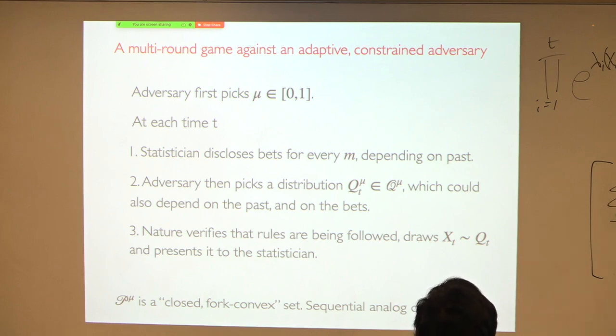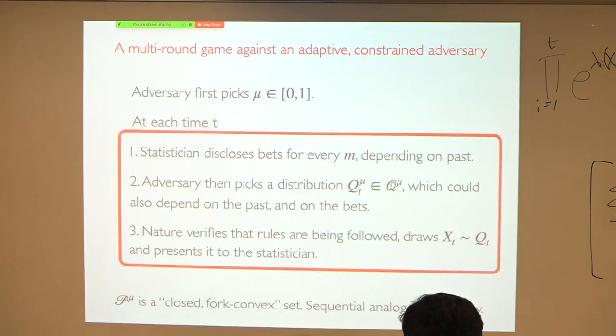And this is related to the idea that the set of distributions with mean mu on a bounded set is actually something called a fork convex set. Fork convexity is a sequential analog of convexity that is at the heart of why these methods work. So I won't get into fork convexity, but it's really an analog of convexity that I'd be happy to talk about offline.